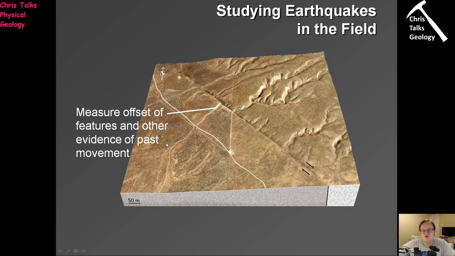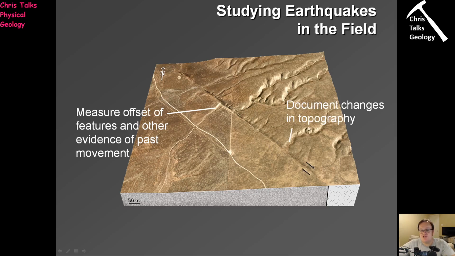Now what we can do as geologists is look at this river and say, right, how much has this river been moved laterally every time an earthquake has occurred? Now this gives us some idea of how much movement there is in each earthquake. Now remember, we can link that movement back to the seismic moment. So that gives us some idea of how big past earthquakes have been.